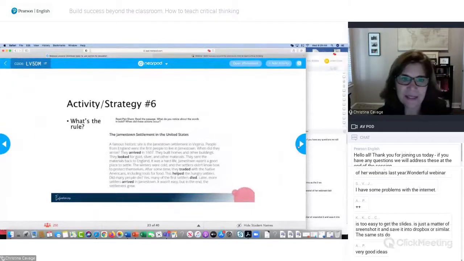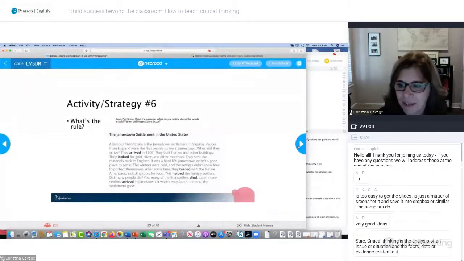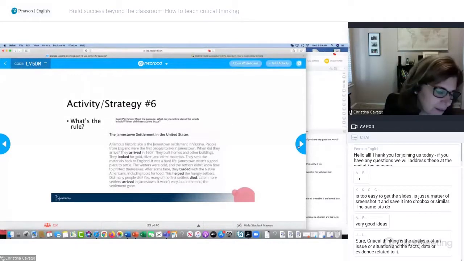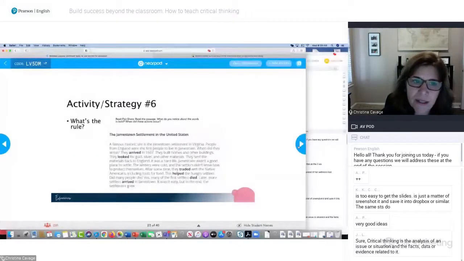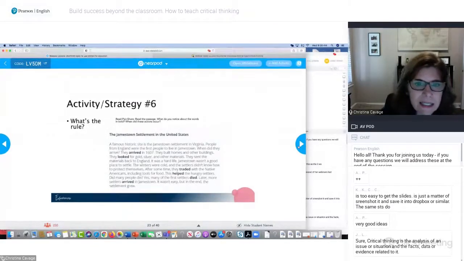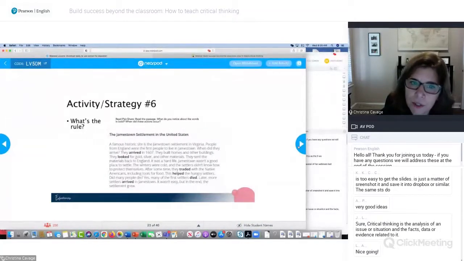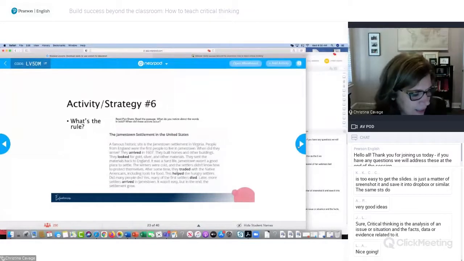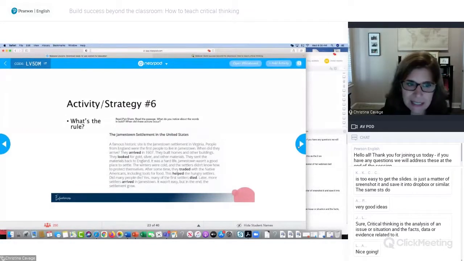Strategy 6, love this one, and I'm sure many of us already use it a lot. This is students deciding what the rule is. So this comes from our new modular grammar course powered by Nearpod. And this is at our intermediate level, I believe. It's a read, pair, share, where students have to notice the words in bold. And when did these actions occur? So this is all about the Jamestown settlement in the US. And so obviously, they'll deduce that it did occur in the past, but we can take this a step further.